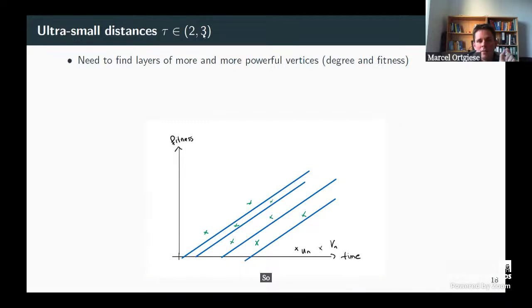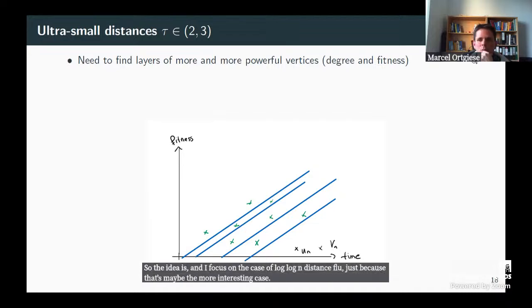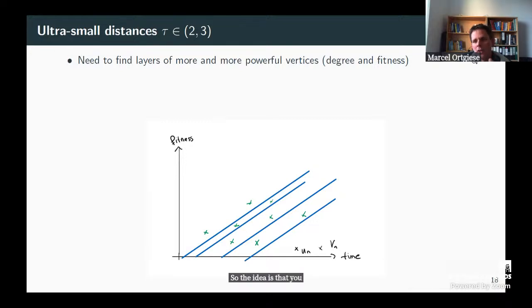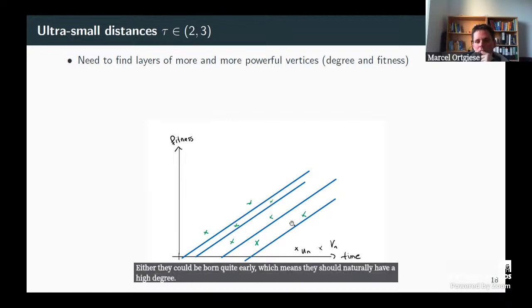I focus on the case of log n distance here, just because that's maybe the more interesting case. The idea is that you decompose your network into several layers. You have your typical vertices, that's this layer down here. In our case, they arrive quite late, and their fitness is not particularly large. Then there are some vertices in your network that are special, and for us, they can be special in two different ways. Either they are born quite early, which means they naturally have a high degree, or they have high fitness.